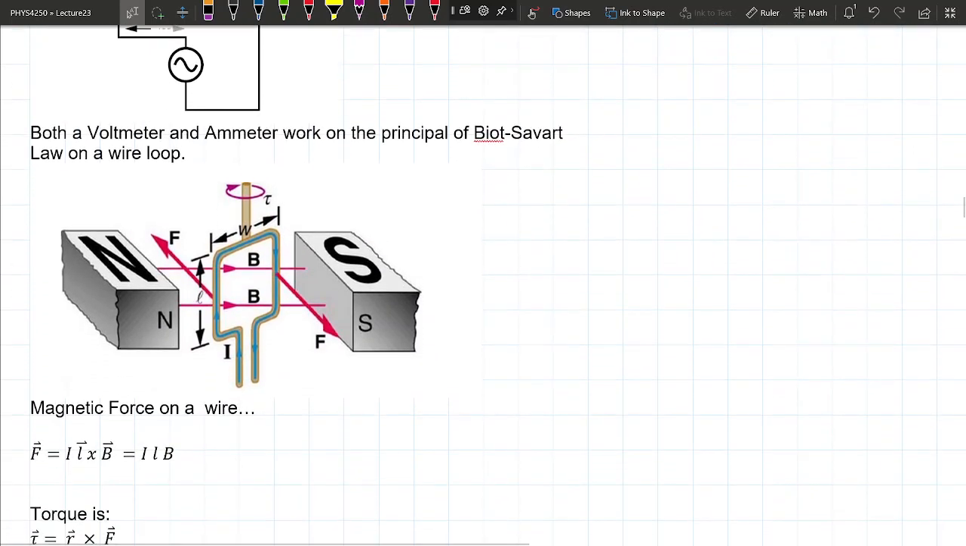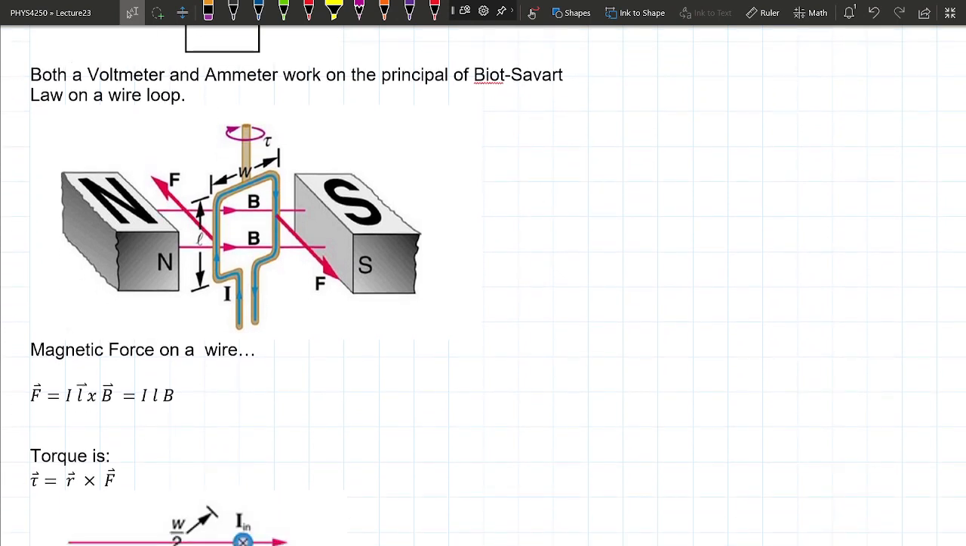So let's do a little review on a current loop in a magnetic field, right, and what happens to it, okay? So you have a permanent magnet on both sides. So this is the north side of the magnet, south side of the magnet, okay? So this creates a magnetic field from north to south, just like the planet, right? And the reason we put it like this is because between these two things, you have a constant magnetic field going straight to the right, which is nice, okay? So it makes the calculation easy, okay?